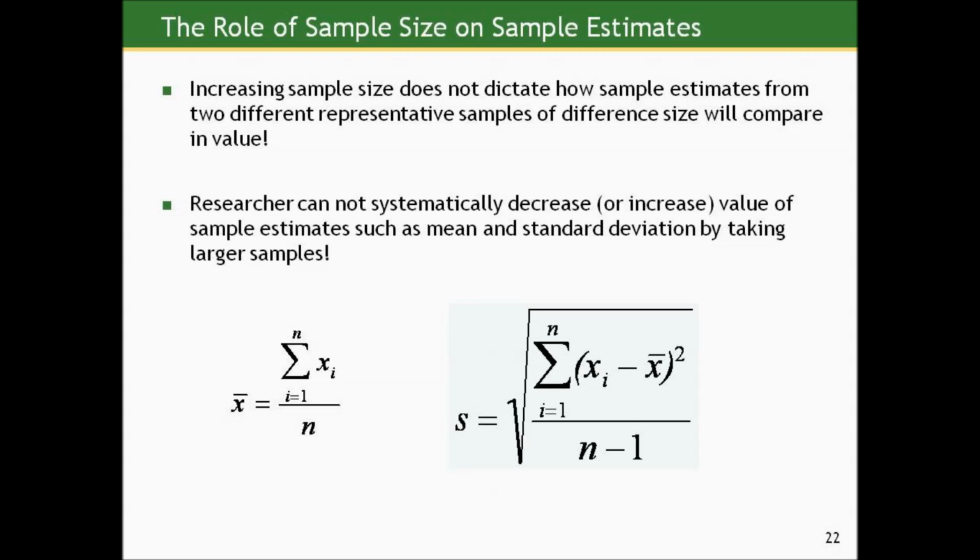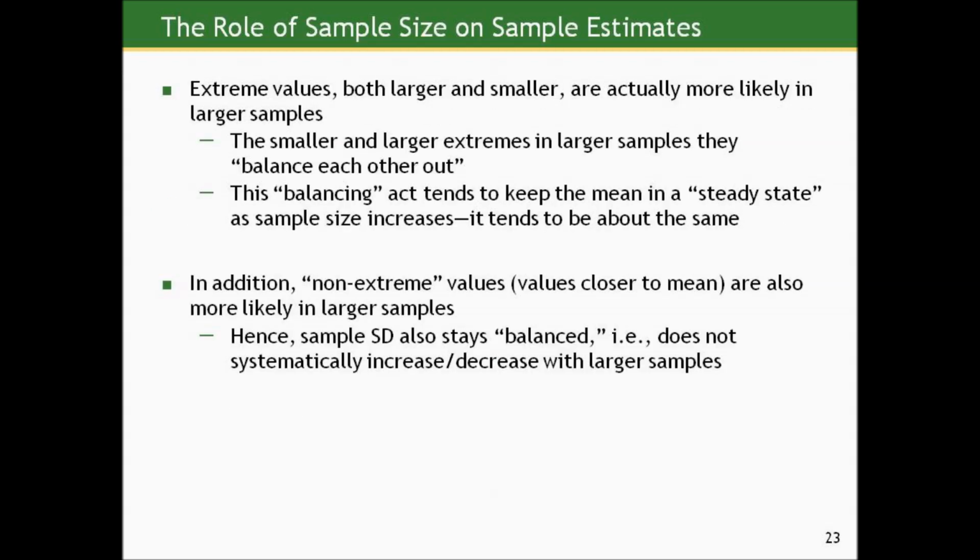I can't guarantee that I get a smaller mean if I take more subjects. I can't systematically decrease my sample variation by taking more subjects. It may be larger than the estimate I get based on 5. It may not be. I don't know how it's going to compare until I actually take the sample. Now, to throw a rub into this and get you to think about it, it turns out extreme values, both larger and smaller, are actually more likely in large samples. So you might think that would impact what our estimates look like systematically. But think about this: so far as the mean goes, the smaller and larger extremes in larger samples balance each other out.